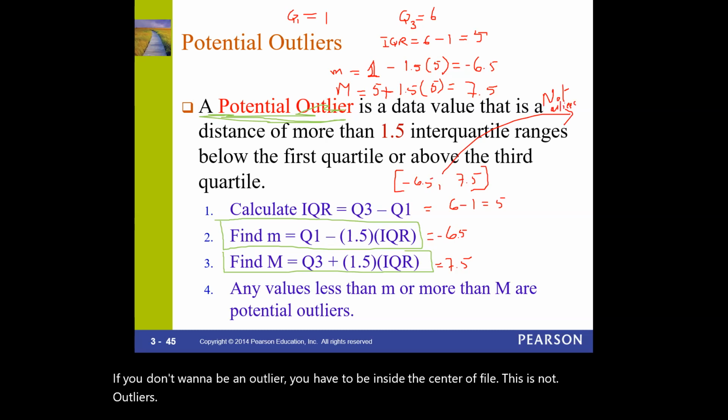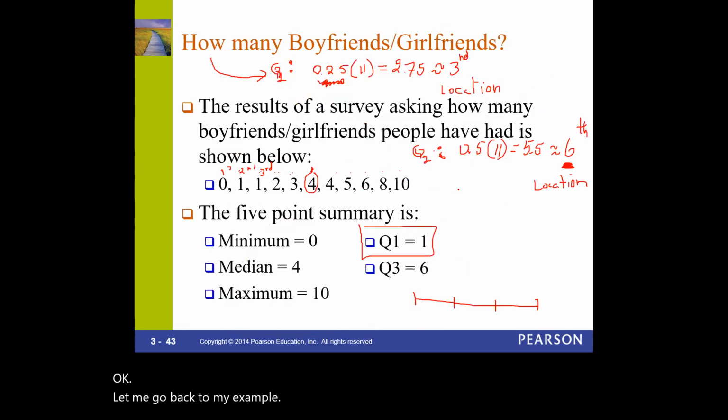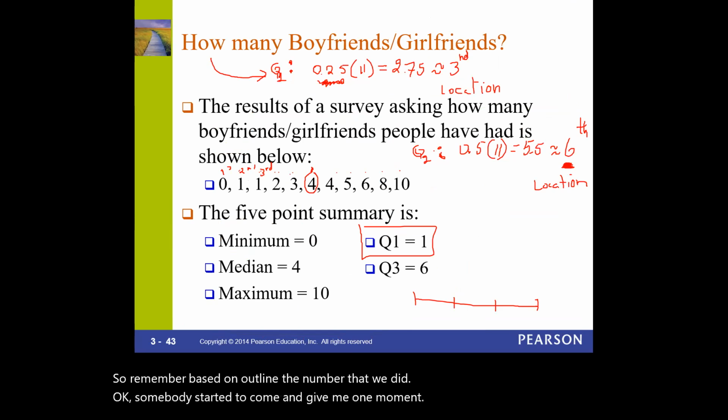Okay. Now let me go back to our example here. So remember, based on the outlier rule that we just did, which number would you consider an outlier here?